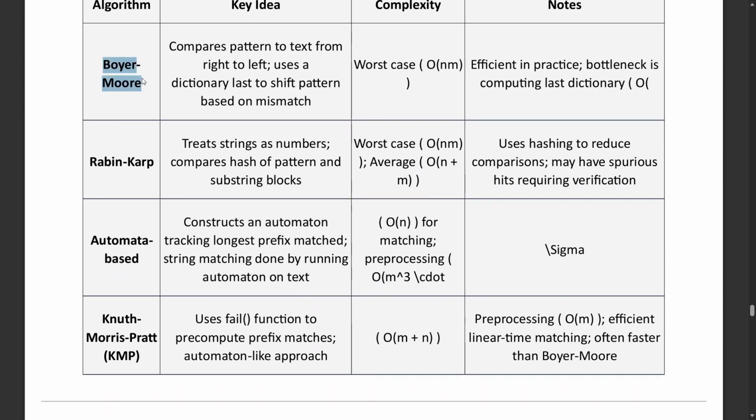This algorithm compares from right to left and skips ahead using mismatch information. This one treats strings as numbers and compares hashes. It is fast on average but may need verification. This method builds a machine which tracks prefix matches. And this algorithm computes a failure function to avoid rechecking, giving us linear time matching.